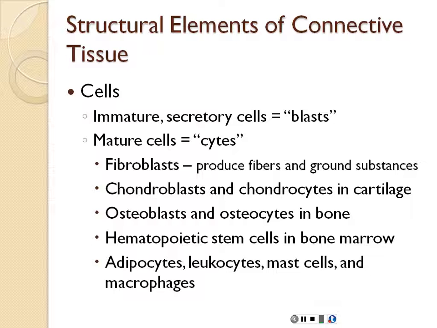Anybody know what chondro means? When you see that word root, it means cartilage. So a chondrocyte would be a what? A cartilage cell. So the cells of our cartilage are called chondrocytes. And there are also chondroblasts. Before that chondrocyte became a chondrocyte, it was a chondroblast. They matured to become chondrocytes.